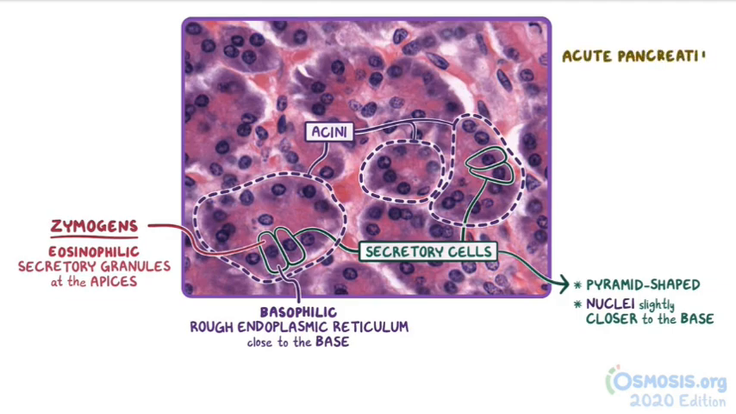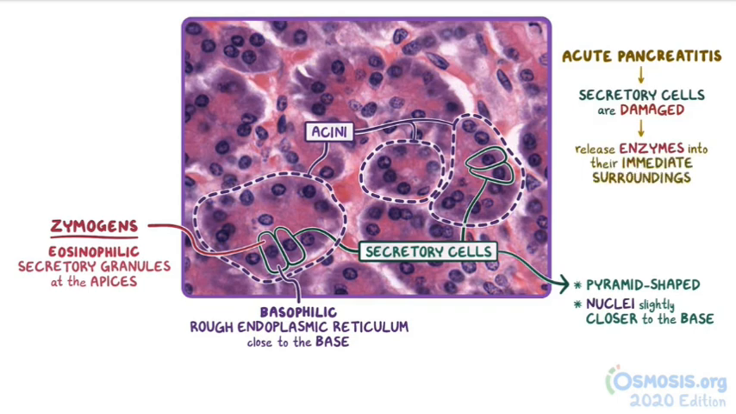In acute pancreatitis, it's the exocrine secretory cells that are damaged and end up releasing their enzymes into the immediate surroundings. These strong digestive enzymes cause additional damage to the pancreatic tissue that leads to severe inflammation as well.